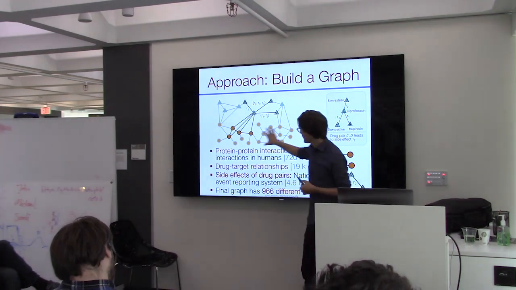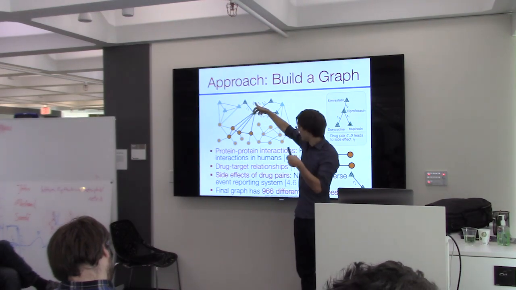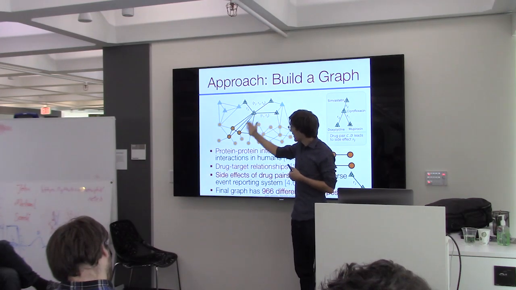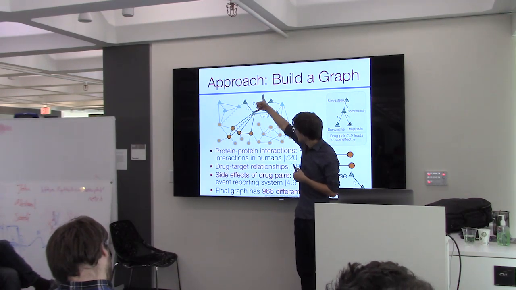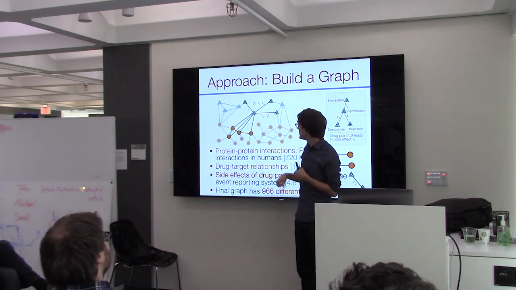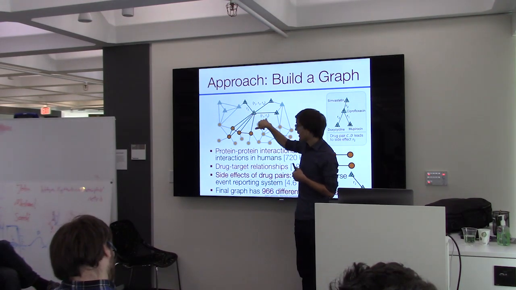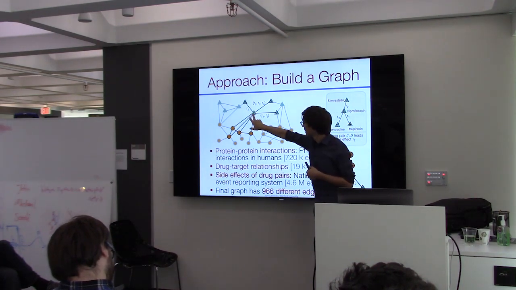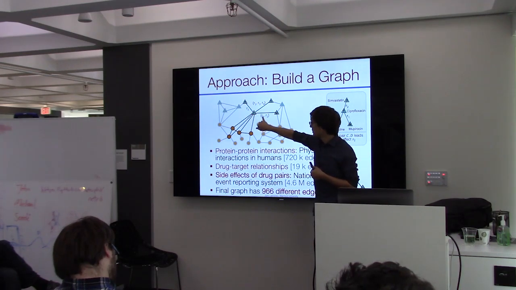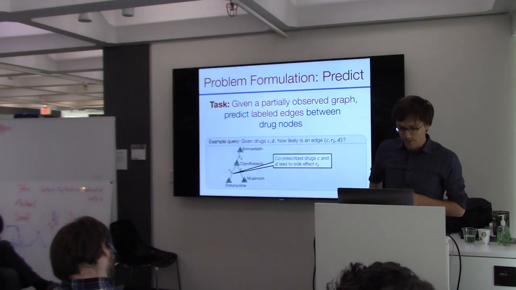So it means I have the protein interaction network. The way drugs work is basically they target proteins, so I have the drug-protein target information. It means that this drug targets or changes the behavior of these proteins. Drugs interact with each other through side effects, and side effects are of different types. This would say that drug C and M, when taken together, lead to side effects R1 and R2. Okay?